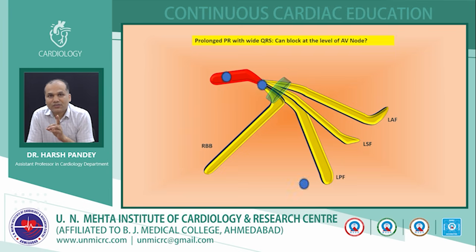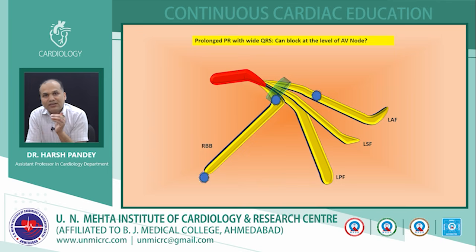Suppose you can see here there is a right bundle branch block, and conduction is happening from the left bundle branch transeptally, going to the right bundle side. So the patient will have a wide QRS rhythm because the right bundle is blocked, or there is some delay in the conduction to the right bundle. But in addition to the right bundle delay, the patient will have AV nodal delay also. The AV nodal delay will be longer than the delay of the right bundle.